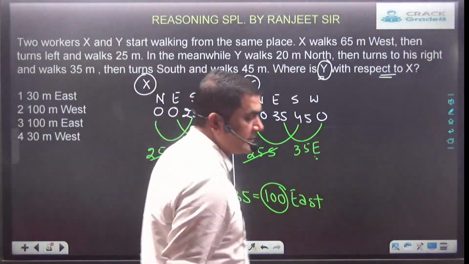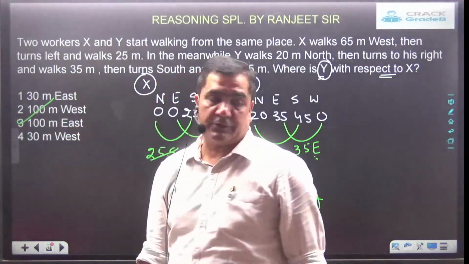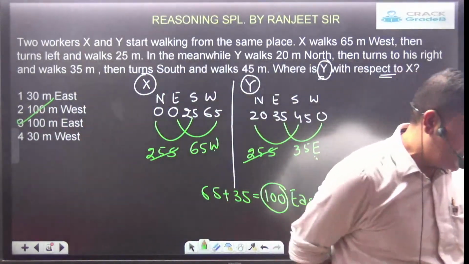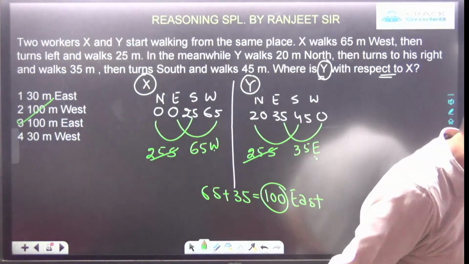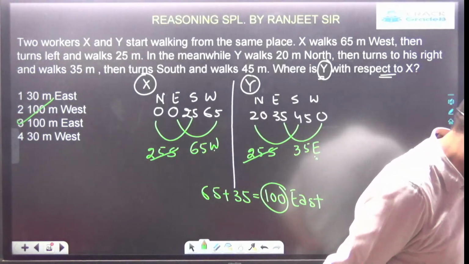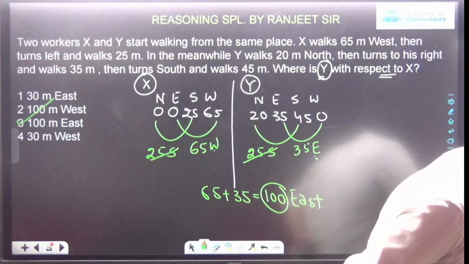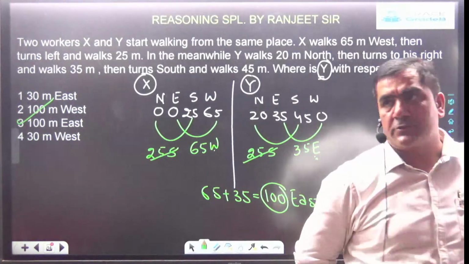100 meter east. Absolutely right answer. Everyone has given the right answer. 100 meter east. Clear? Pythagoras. Why Pythagoras? Pythagoras for the last question. Okay.